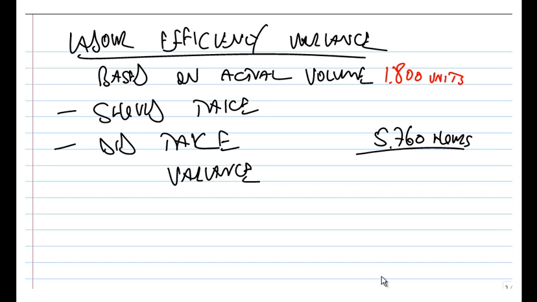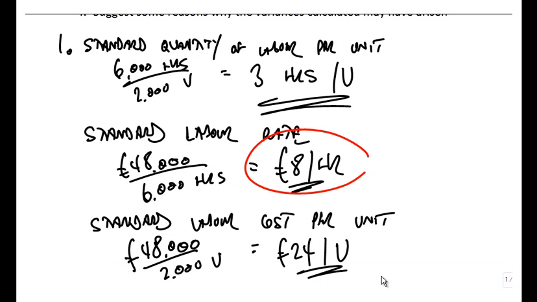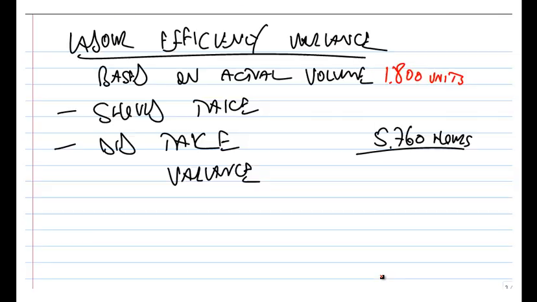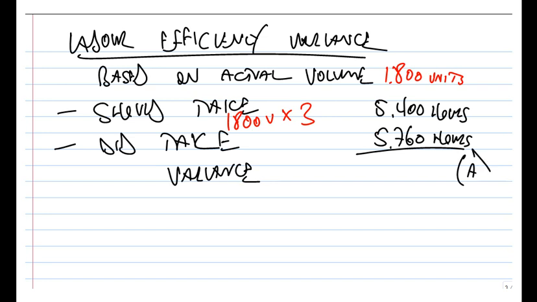But what should it have taken? Well, again, should takes me back to my standard. If you remember our standard quantity of labour, we were expecting each unit to take 3 hours to produce. So 1,800 units times 3 hours per unit gives me 5,400 hours that I'm expecting them to take. They took longer. They took 5,760. So I'm thinking we're going to have an adverse variance here. And the difference is 360 hours. That's an adverse variance. They took longer than expected. They were slower than expected. They took longer than 3 hours per unit.